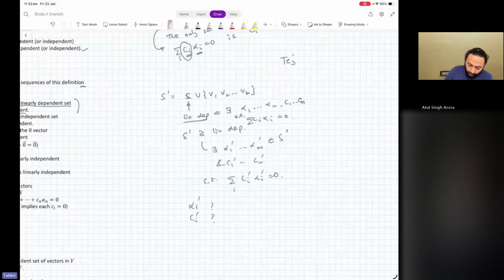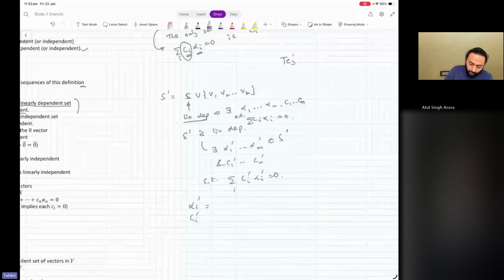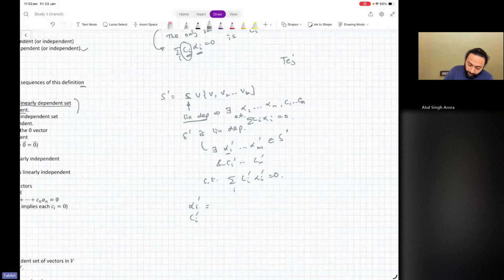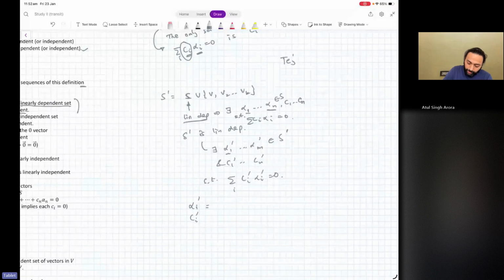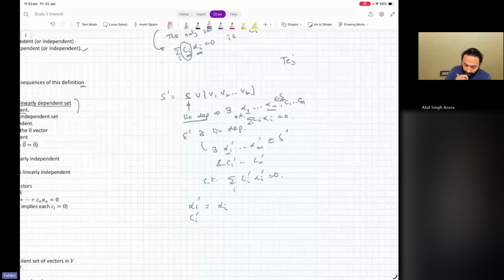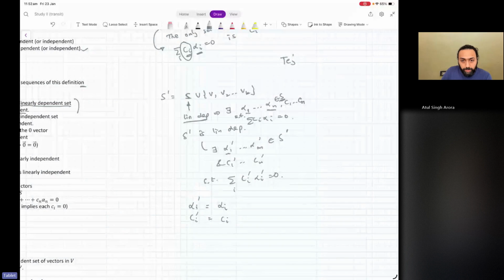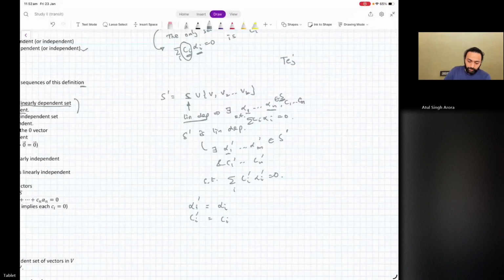Exactly. So in terms of what I've written to capture your idea, these alphas were the vectors in the initial set. They were in S, and I can take alpha I prime to be alpha I, exactly the vectors I had taken earlier, which were linearly dependent, and I can take the Ci primes to be Ci. Does it make sense? I'm just formally writing down what you said. It's exactly what you're saying.